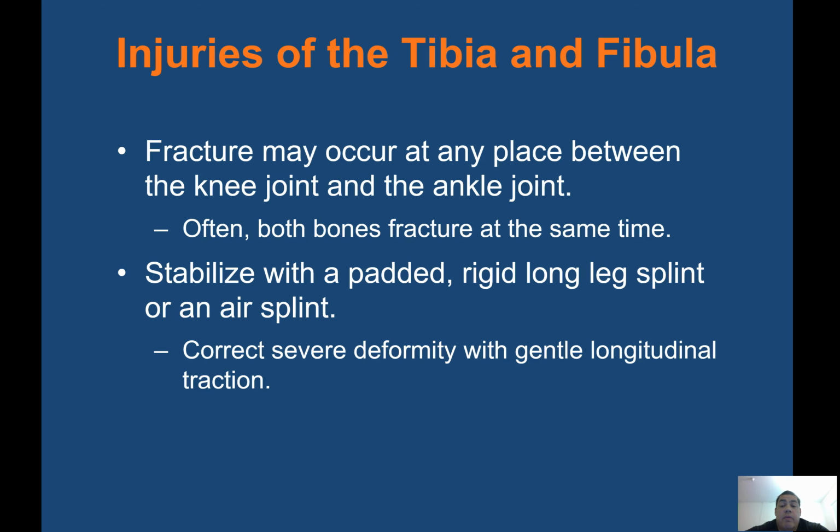Injuries of the tibia and fibula. Fracture may occur at any place between the knee joint and the ankle joint. Often both bones fracture at the same time. Stabilize with a padded, rigid, long leg splint or an air splint. Correct severe deformity with a gentle longitudinal traction.